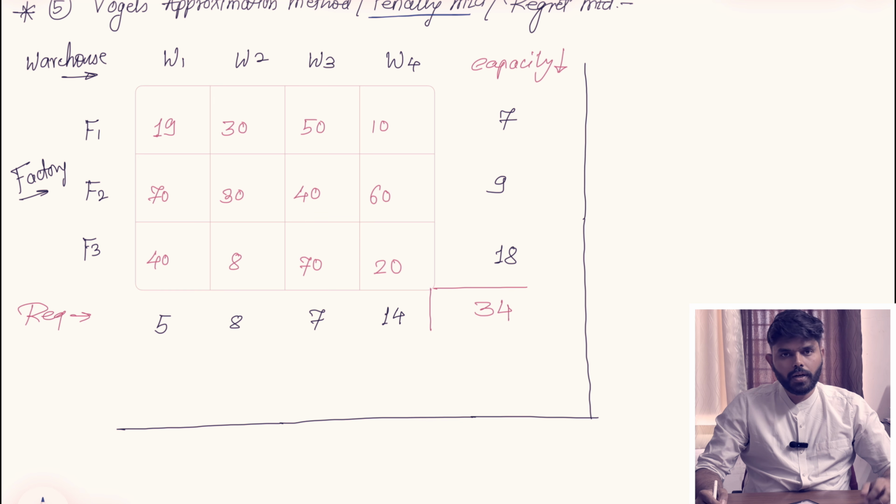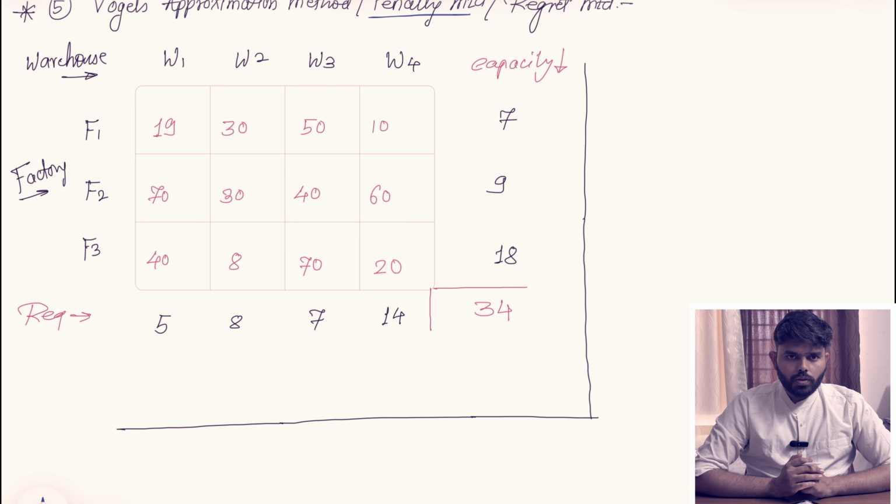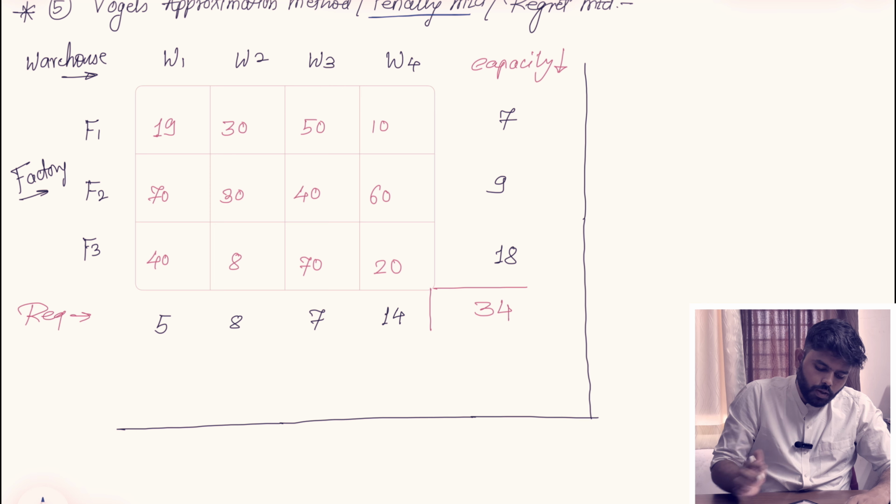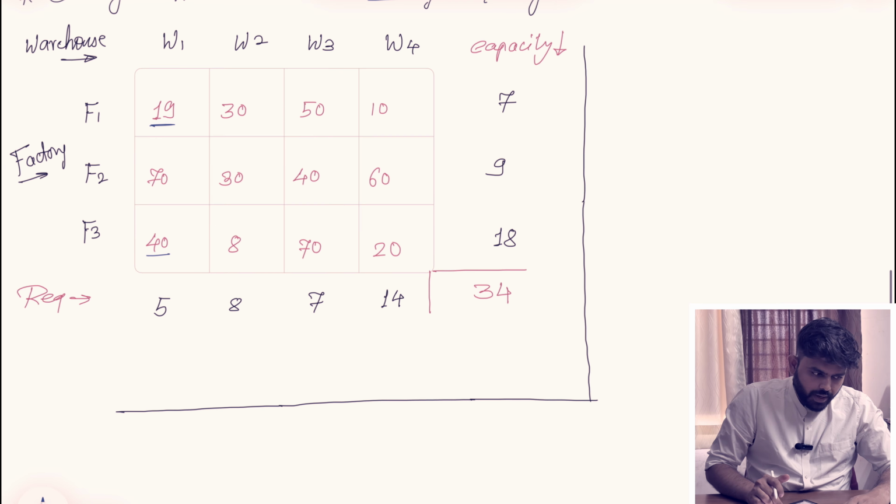Now what exactly is a penalty? To find the penalty of a particular row or column, identify the least cell value in that row or column, then identify the next bigger value and find the difference between them. That will be the penalty. For example, in the first column the least cell value is 19 and the next bigger value is 40. So 40 minus 19, the penalty will be 21.